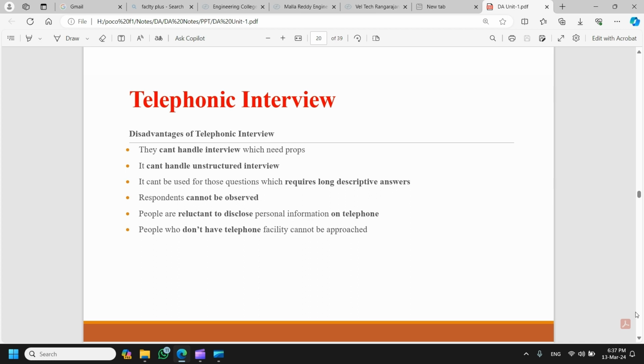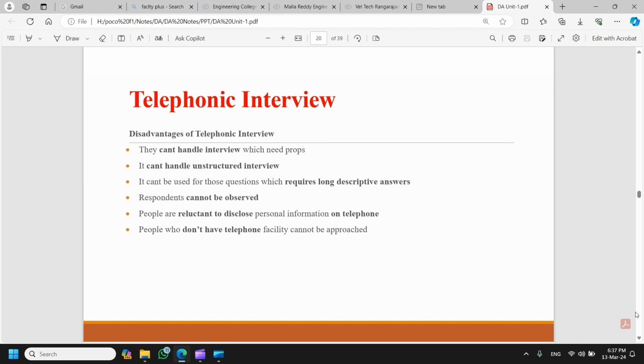Telephonic interviews also have some disadvantages. They cannot handle problems that need interviewer help. We cannot handle unstructured interviews. It cannot be used for questions that require long descriptive answers. The respondent cannot be observed, and there are also redundancy problems on the telephone.